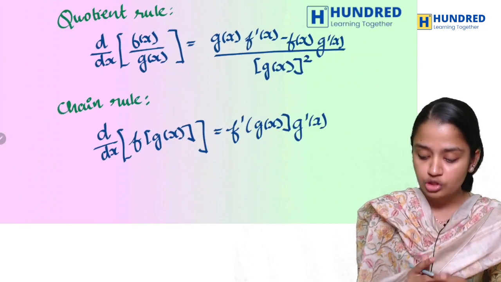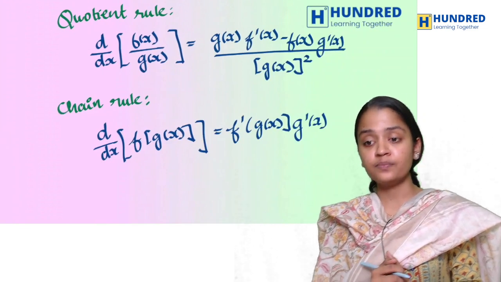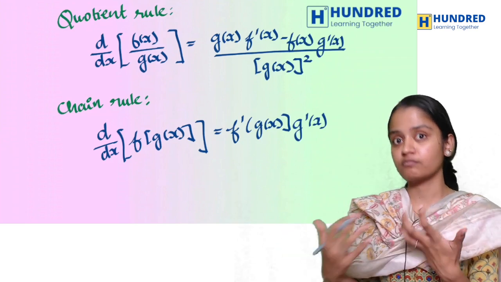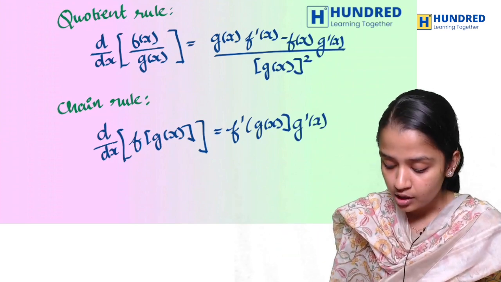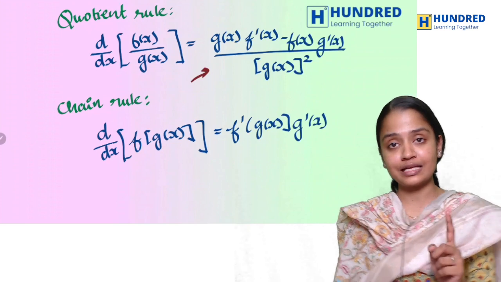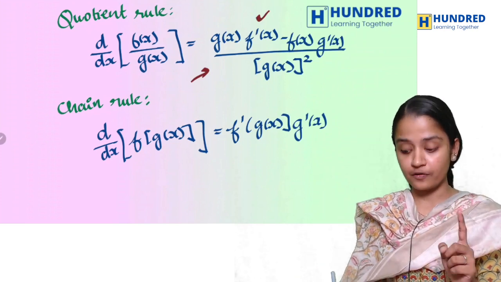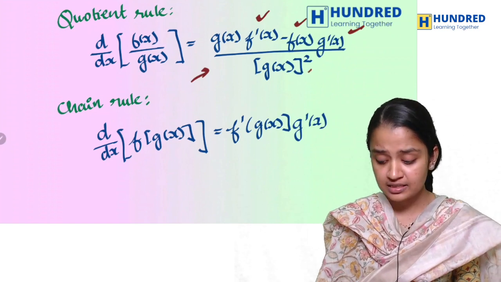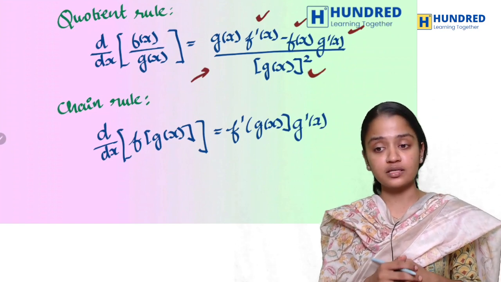Now quotient rule. When you divide the functions and differentiate it, you will have g of x into differentiation of f of x minus f of x into differentiation of g of x, divided by g of x the whole square.